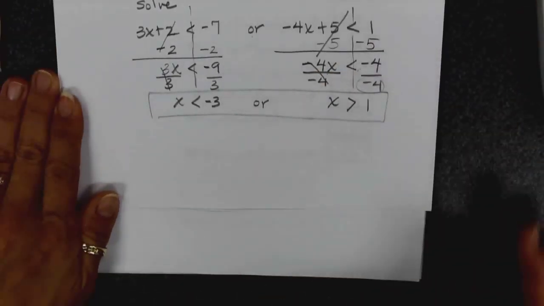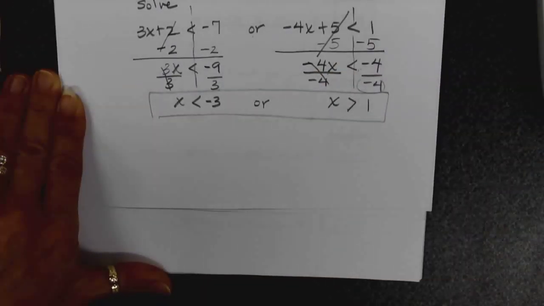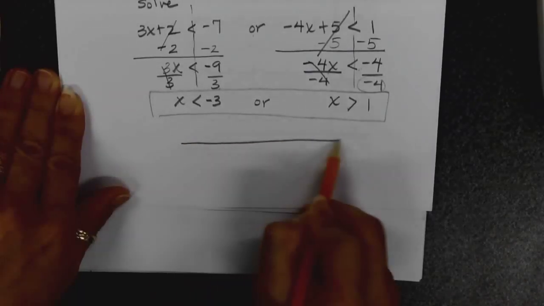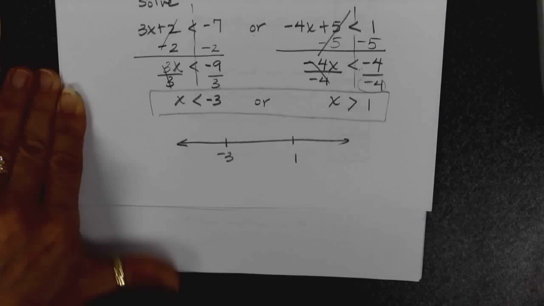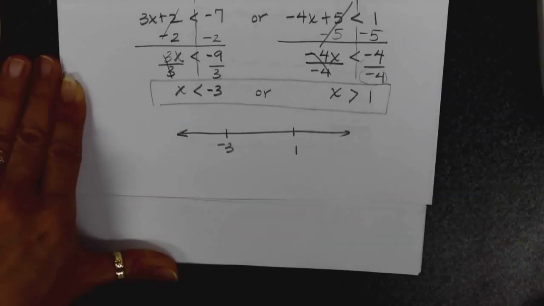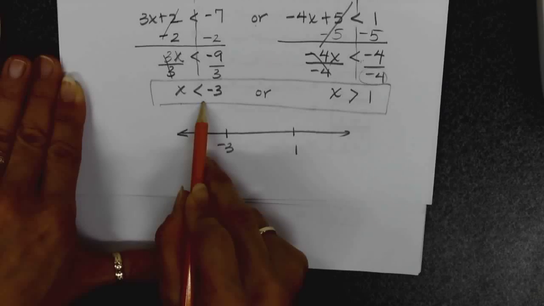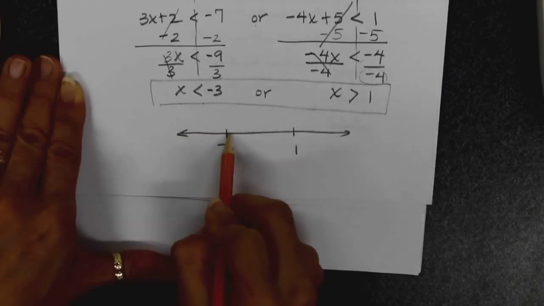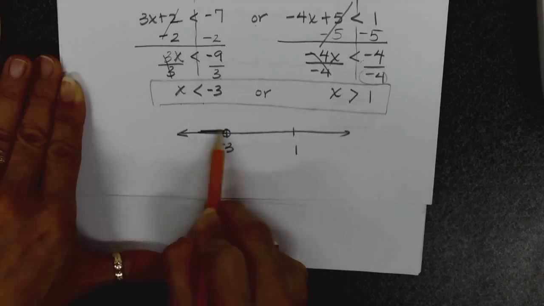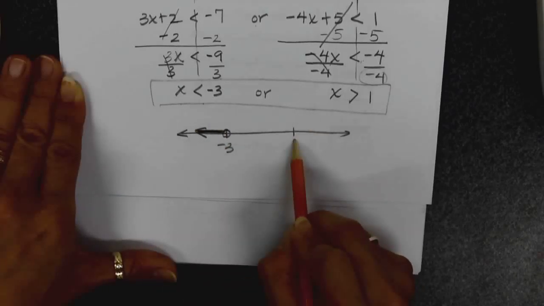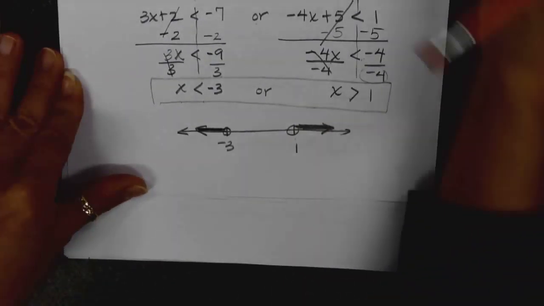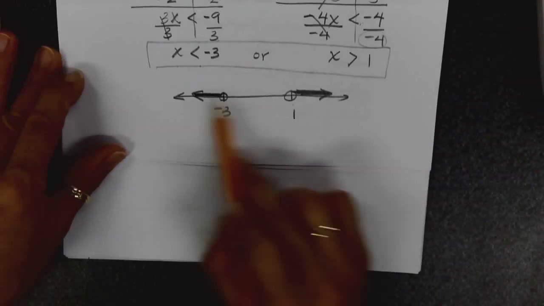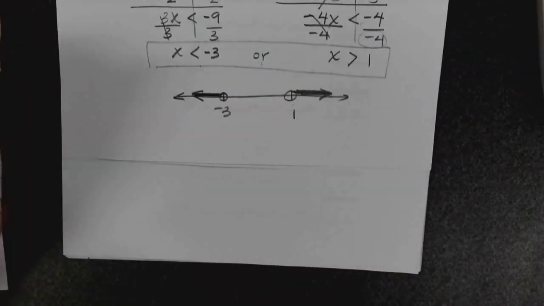Now let's graph. You ready? Number line. Here's negative 3. Here's 1. Let's graph this one first. Open or closed? Open. Right or left? Left. And then this one, open. And you know for sure that you did it correctly because they're pointing opposite each other, and there's that word or. Any questions with this?